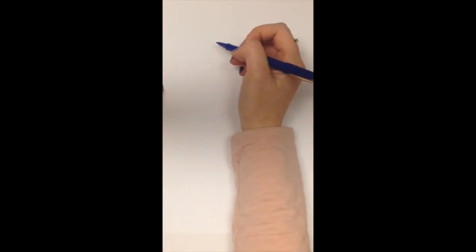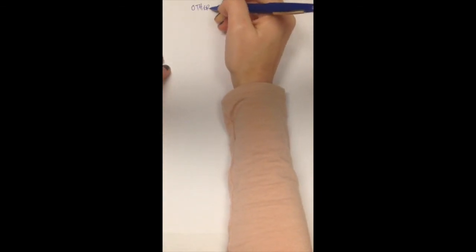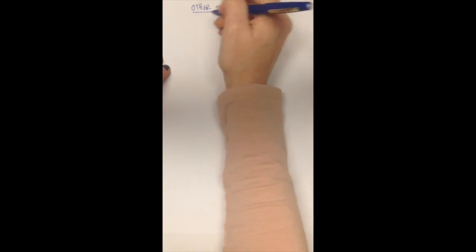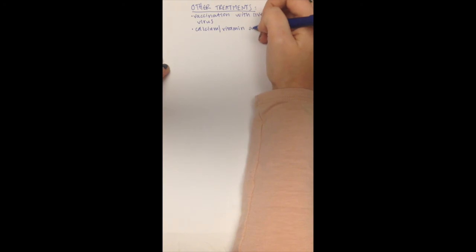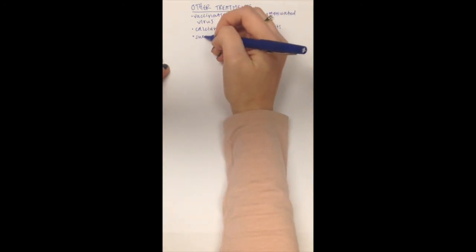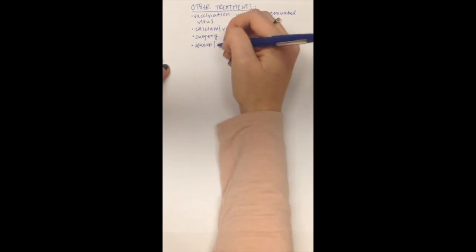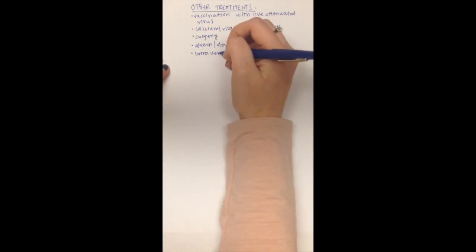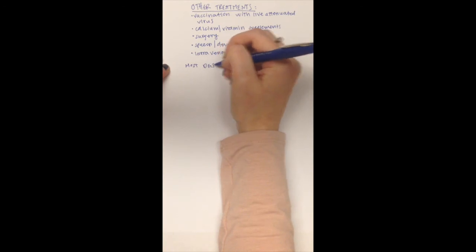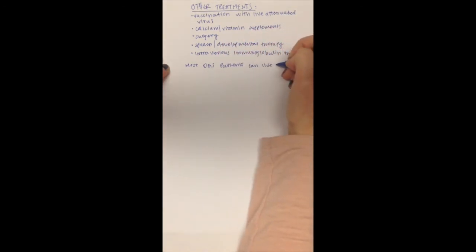Other treatments besides transplants for DiGeorge patients include a variety of things. One of them being vaccinations with live attenuated viruses. Another one being calcium and vitamin supplements. There's also surgery for correcting physical problems like cleft lips, and speech and developmental therapy to help with this as well. And intravenous immunoglobulin therapy, or antibody therapy, is also helpful in cases where there is a deficient antibody. Most DGS patients can live generally normal lives with these treatments.